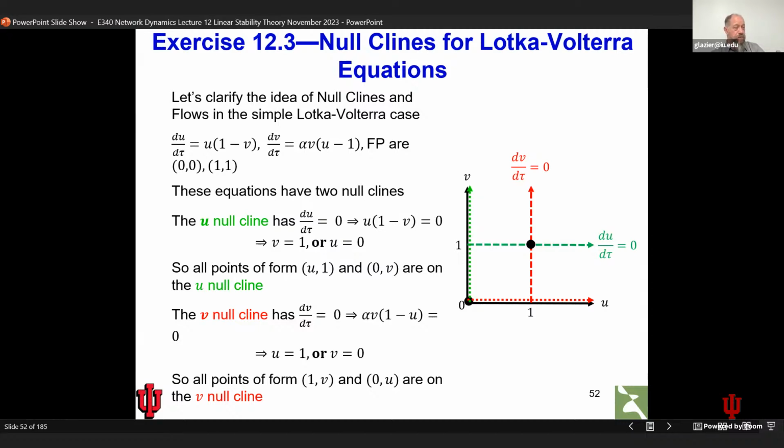Remember my lines. The u null-cline is v equals 1 or u equals 0. And so the u null-clines here are in green. I've drawn those two lines. The v null-cline is u equals 1 or v equals 0. I've drawn those in red. You see that on the picture, all right? William, can you see that? Where the null-clines cross, that is where the green line crosses the red one, I have a fixed point. So I have a fixed point at (1, 1) and (0, 0).